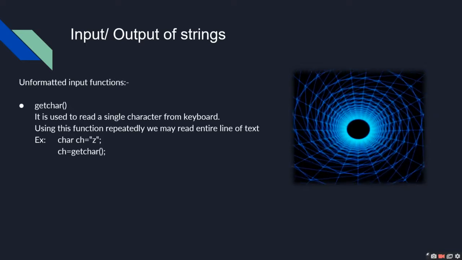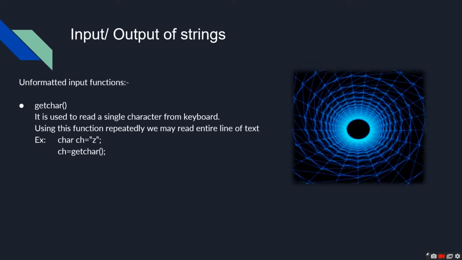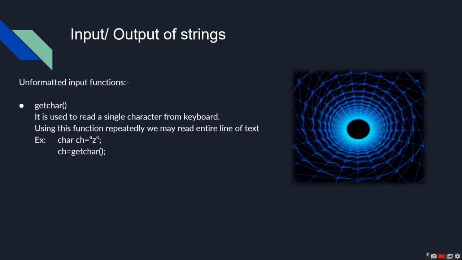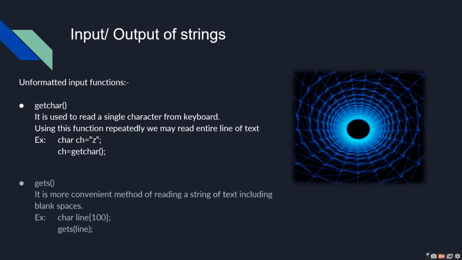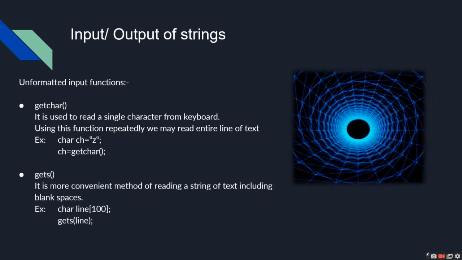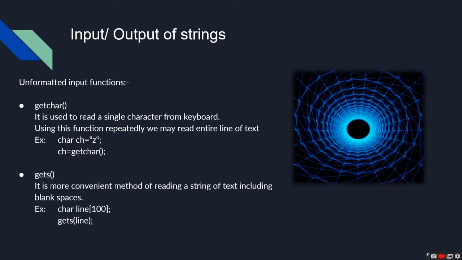Unformatted input functions. getchar is used to read a single character from the keyboard. Using this function repeatedly, we may read an entire line of text. Example is shown on the screen. gets is a more convenient method of reading a string of text including blank spaces. Example is shown on the screen.